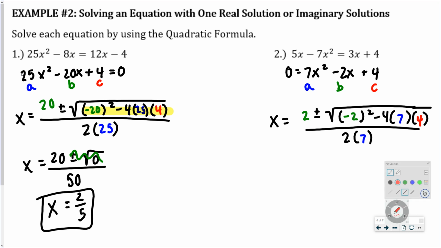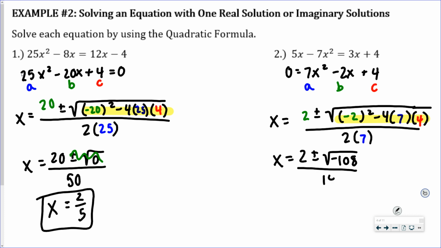All right. Somebody with a calculator, please crunch that number for me. Negative. What'd you say? Negative 100. Negative 108 is also what I got. So we get 2 plus or minus the square root of negative 108 all over 14. We just simplified the square root of 108 in the last one. It was 36 times 3. But now that it's negative, what else am I going to have? I. Yep, square root of negative 1. I'm going to have an I.